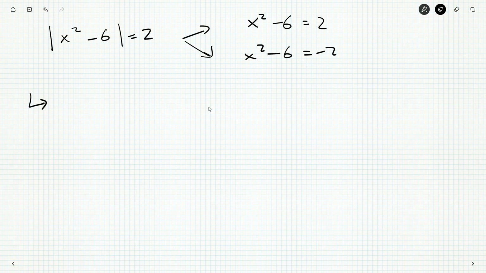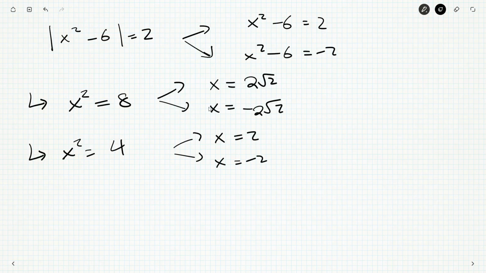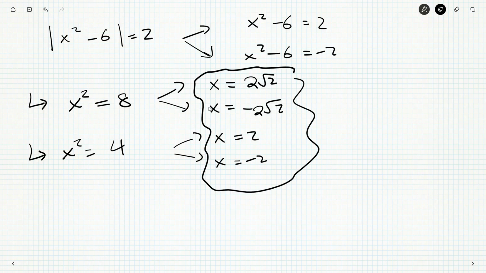But we get two different equations. Bringing the 6 over, we either get x squared is equal to 8, or we get x squared is equal to 4. And each of these gives me two different possibilities. So x is either the positive square root of 8 or the negative square root of 8, and here x is either positive 2 or negative 2. So here are all my values for x.